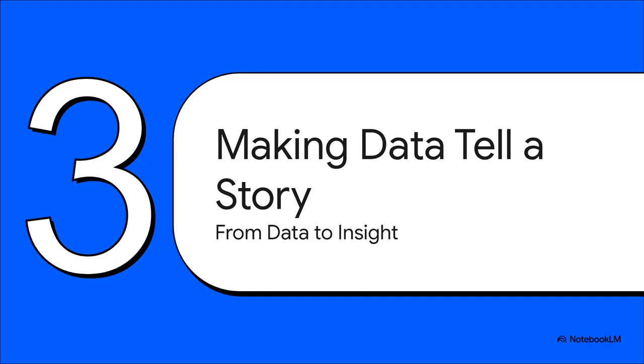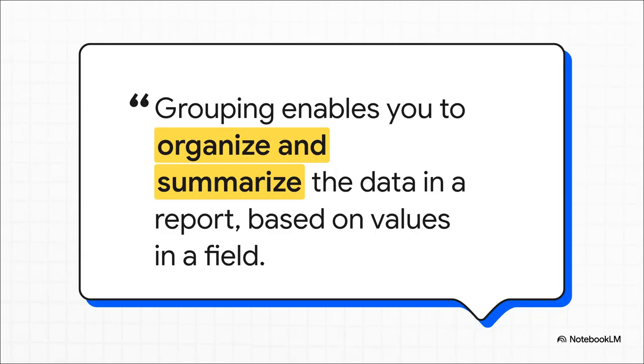So now we have the tools. But how do we actually use them to make our data tell a story? This is where the real magic happens. This one concept, grouping, is probably one of the most powerful features for telling that story. Instead of just listing row after row after row, grouping lets you bundle similar records together. And that is the key to unlocking patterns and creating summaries that show you what's really going on.